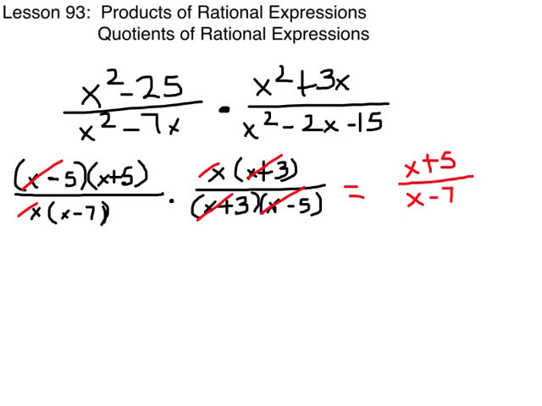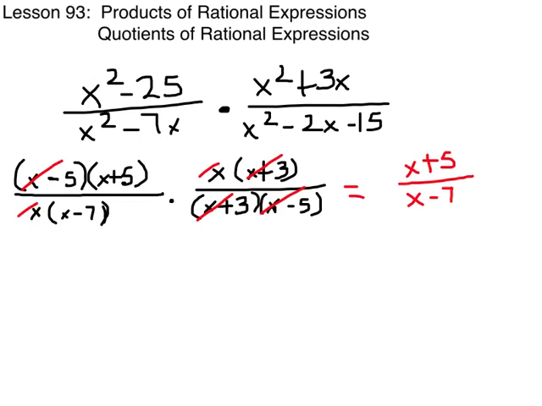This is lesson 93 in Saxon's Algebra 1 3rd edition book, and this is one of my favorite lessons. This is on products and quotients of rational expressions. And again, this is one of those things that goes right back to the heart of factoring and knowing how to factor. Remember, I told you a long time ago that factoring is one of the key concepts in algebra, and knowing your multiplication tables is a key concept in factoring.